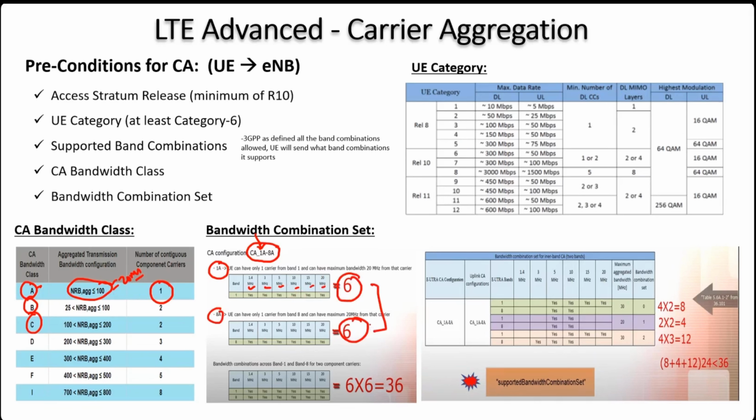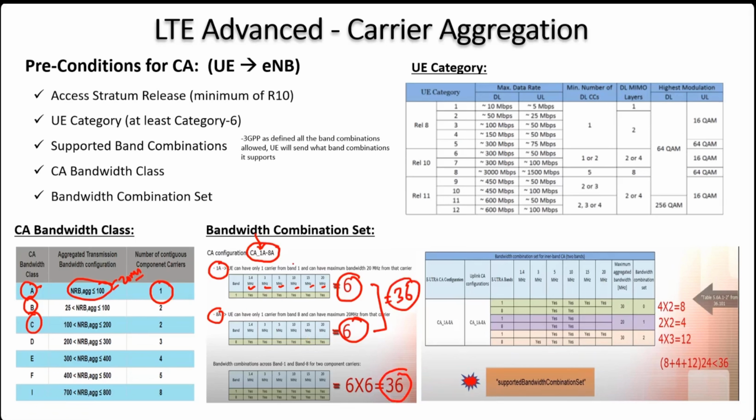Yes. And how many combination sets can be possible? How much can it aggregate by doing permutation and combination? Maximum up to 36 combinations. 6 into 6. How many combination sets can it have?